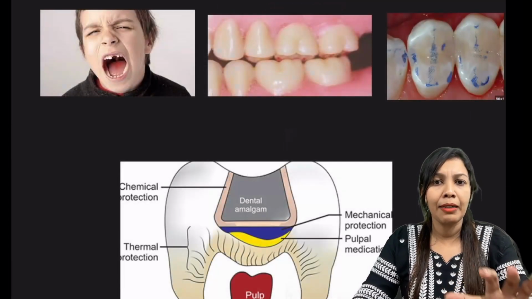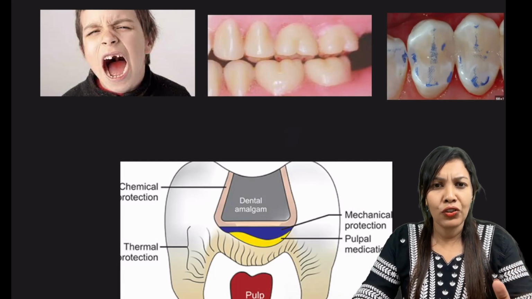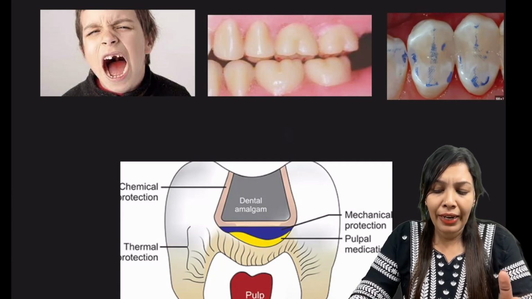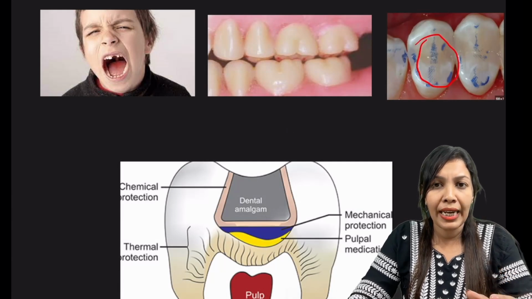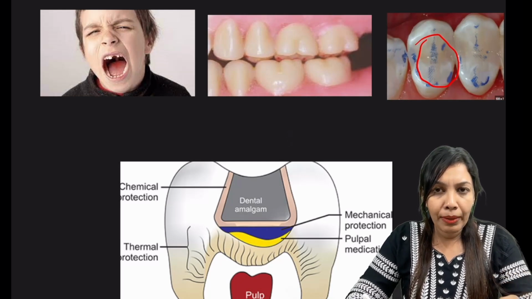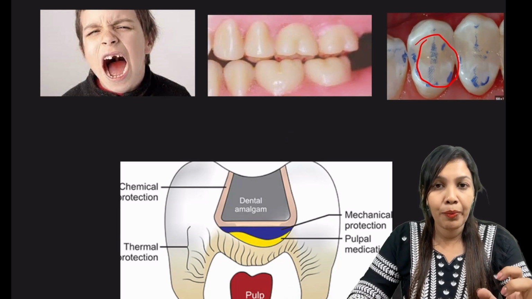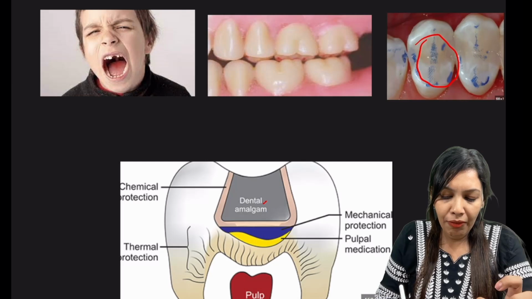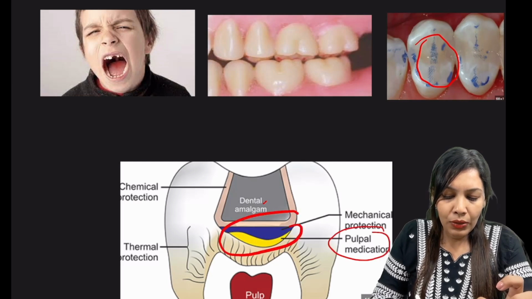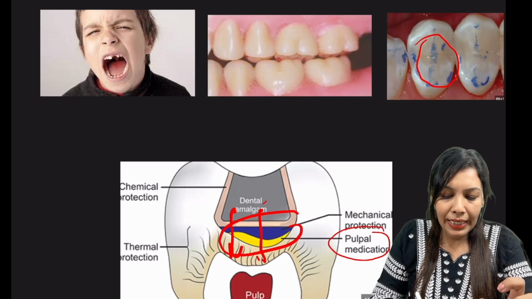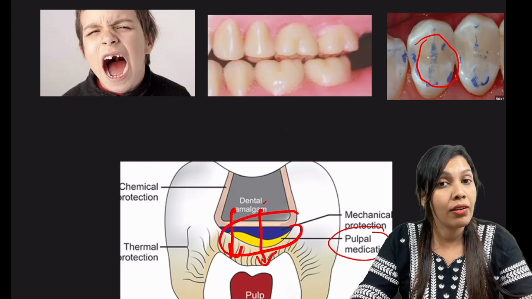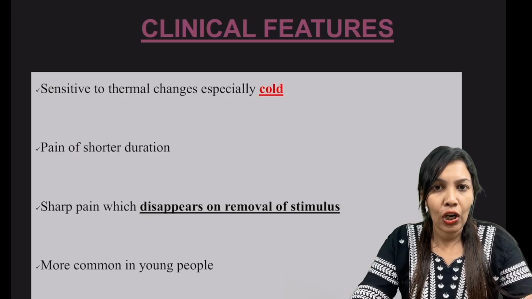You can see in this image, first is trauma, second is hyperocclusion. You can see in the third image, we have to reduce the hyperocclusion areas and the pulp will come back to its normal position. And in the fourth image, see the dental amalgam. When we provide a dental amalgam, we have to give pulp protection. Otherwise, this amalgam leaches out and will have a deleterious effect on the pulp. So these are the etiological features.